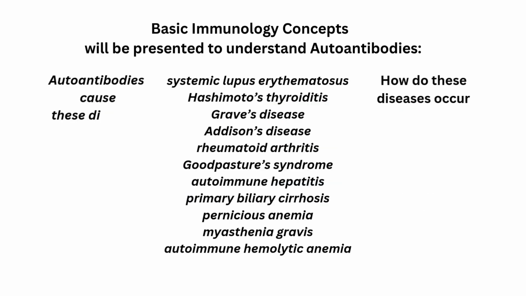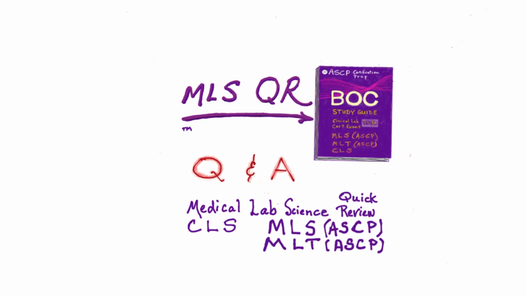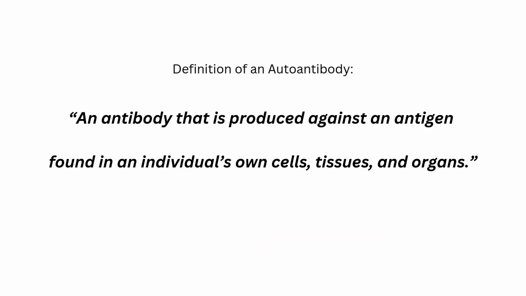And we will go over a few basic fundamental concepts of the development of autoimmune disease, and in later videos, go over the specific autoantibodies as they pertain to the clinical lab. Later, we'll focus on answering a few questions similar to the ones in the ACP Board of Certification Study Guide. What is an autoantibody? An antibody that is produced against an antigen found in an individual's own cells, tissues, and organs.